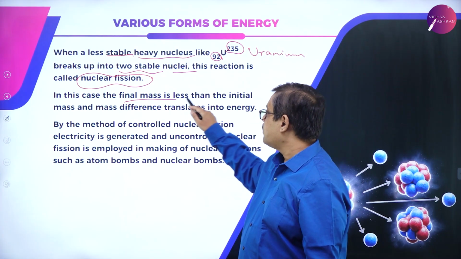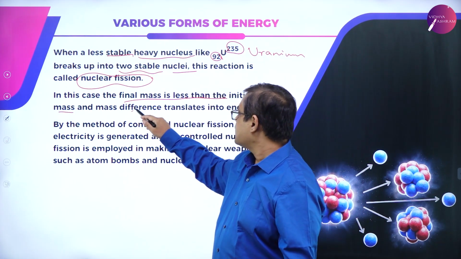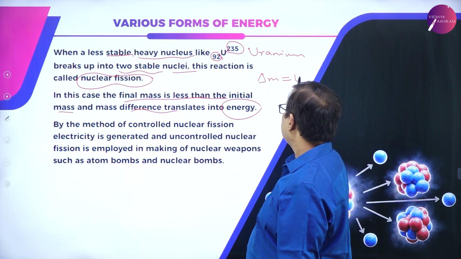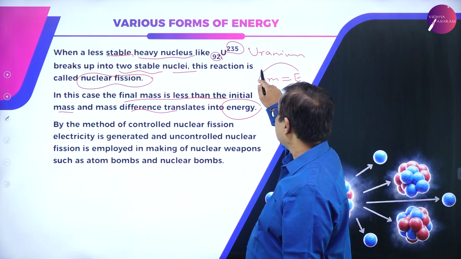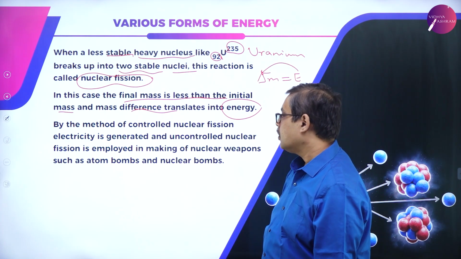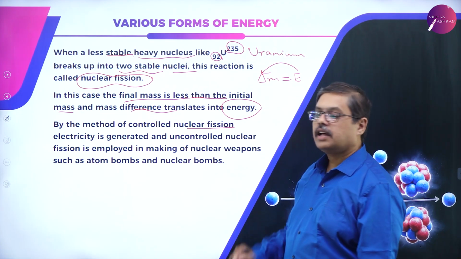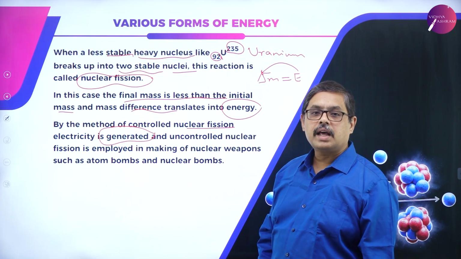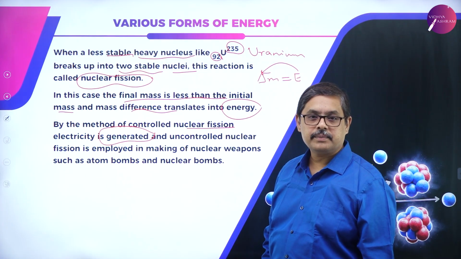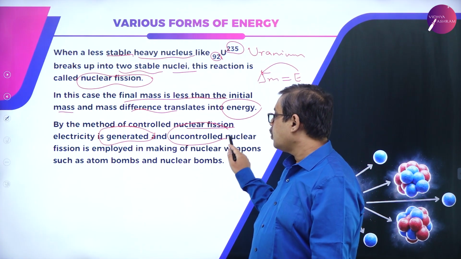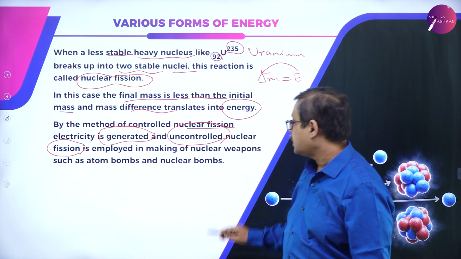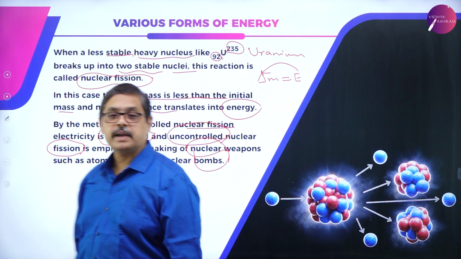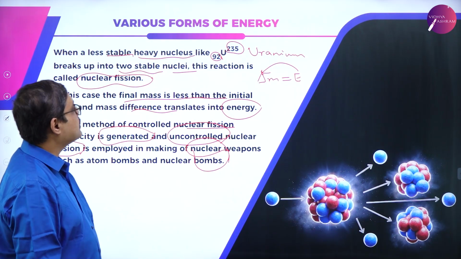In this case, the final mass is less than the initial mass. Mass difference translates into energy. Whenever there is change in mass, it can be converted to energy. Whenever there is change in energy, it can be converted into mass. By the method of controlled nuclear fission, electricity can be generated. All our nuclear power stations do this effectively. Whenever we have an uncontrolled fission, it is nothing but a nuclear bomb. All the atom bombs and nuclear bombs are typically uncontrolled fission reactions.